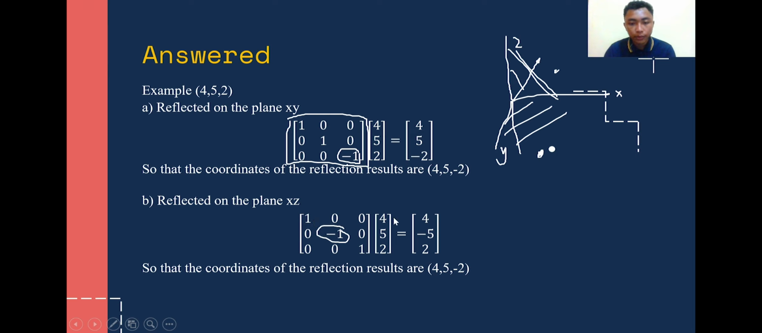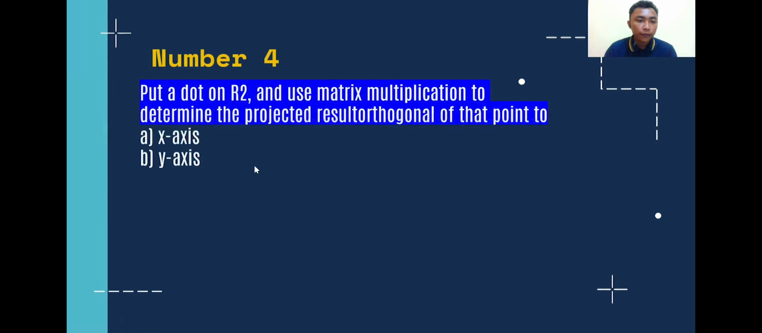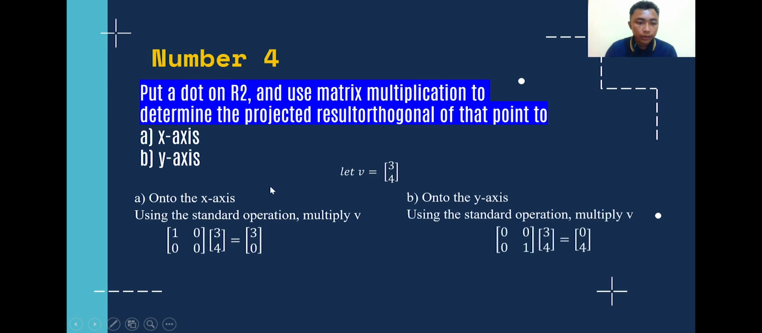So the result will be 4 minus 5 and 2. And next, from the number 4, put a point on R2 and use matrix multiplication to determine the orthogonal projection result of the point onto the x-axis and y-axis. And the answer is this.